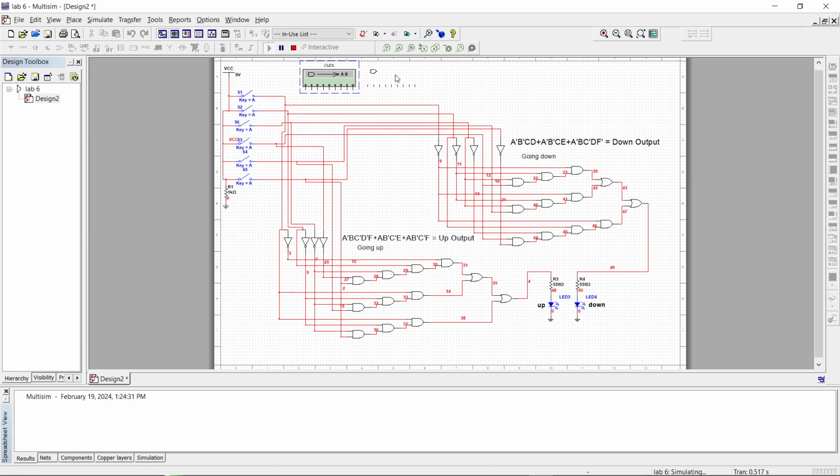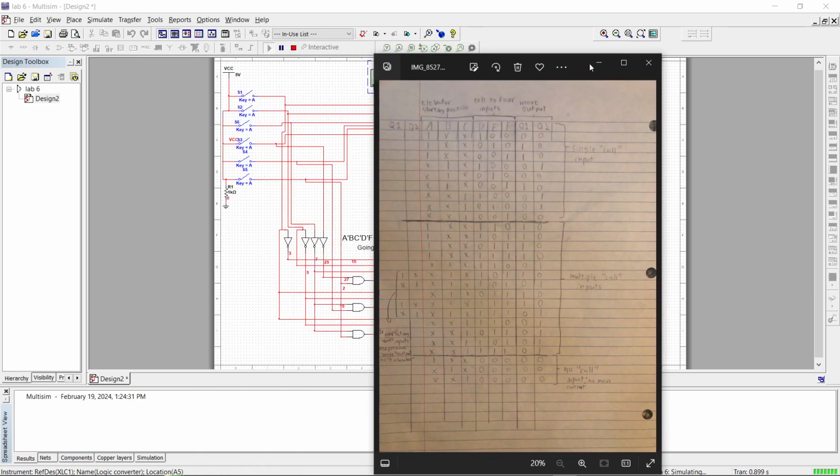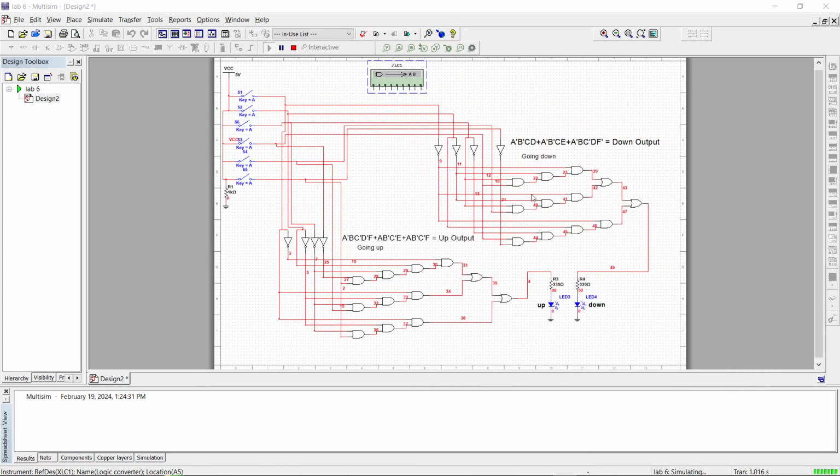So yeah, that's the whole elevator simulation. We have this comprehensive truth table as well as the whole circuit setup right here. And thank you.